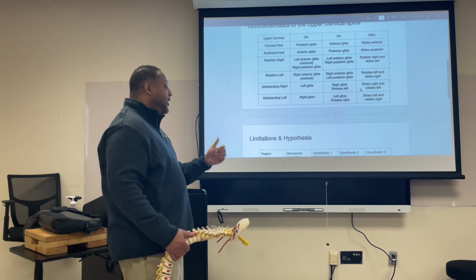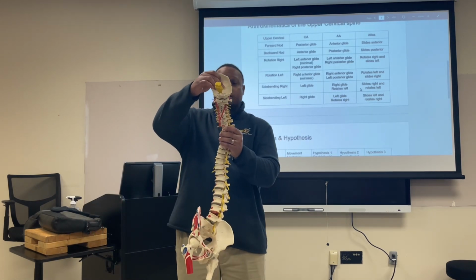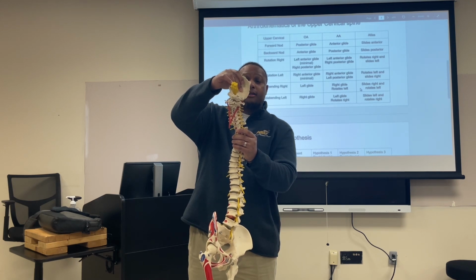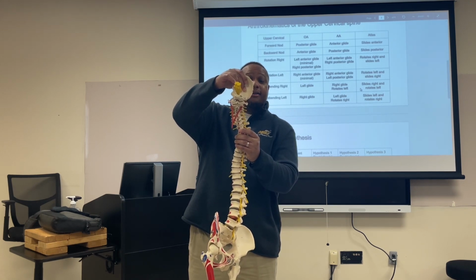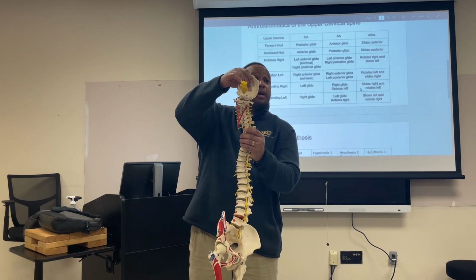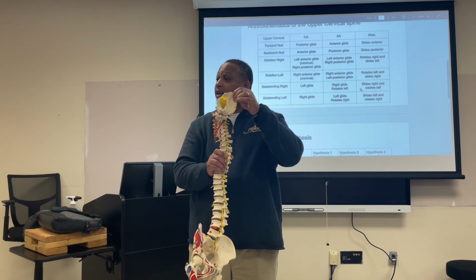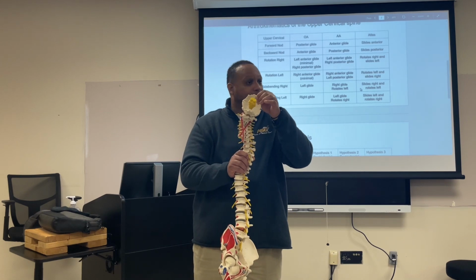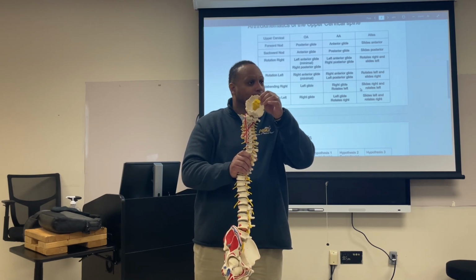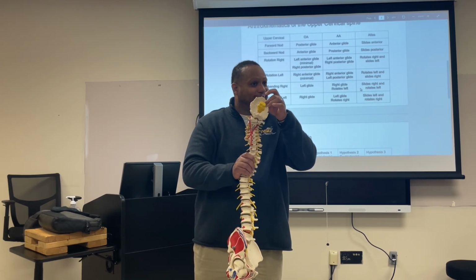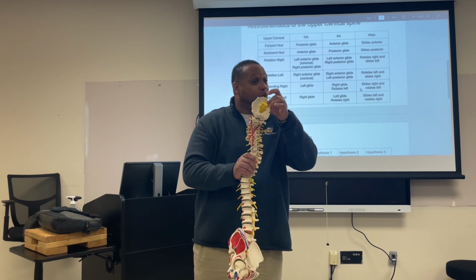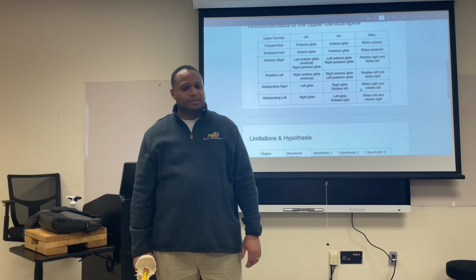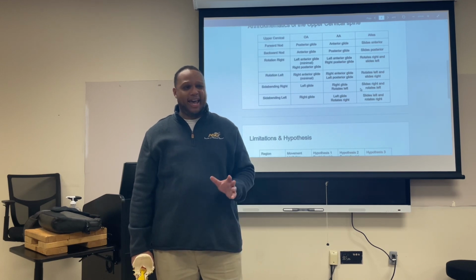So, side bending left. Side bending left, we know what happens at OA. At AA, the atlas moves in which direction? It's going to follow the head, it's sliding to the left. All right? Now, which way is it rotating? To the right. Now, let's backtrack.